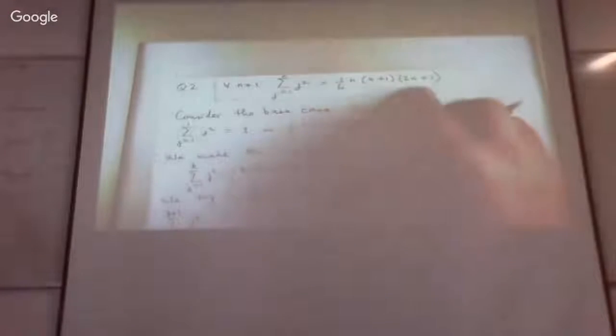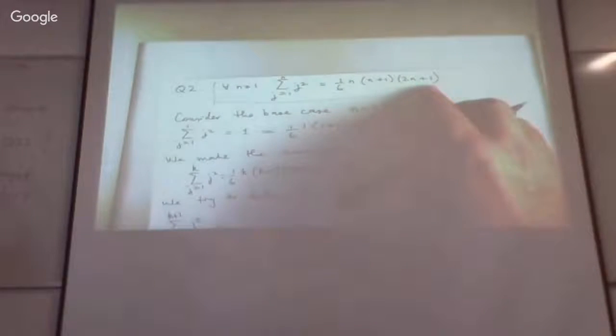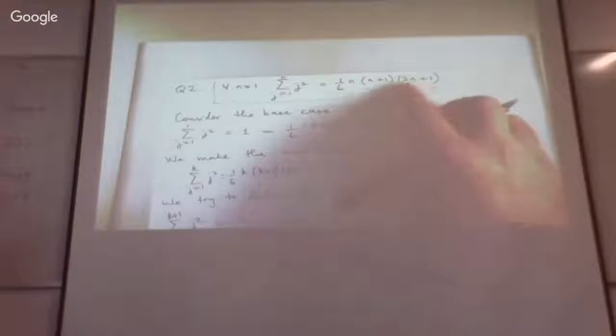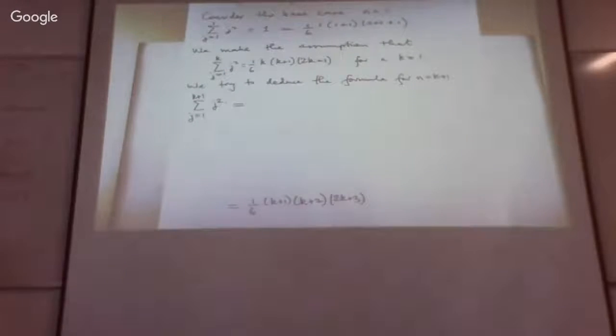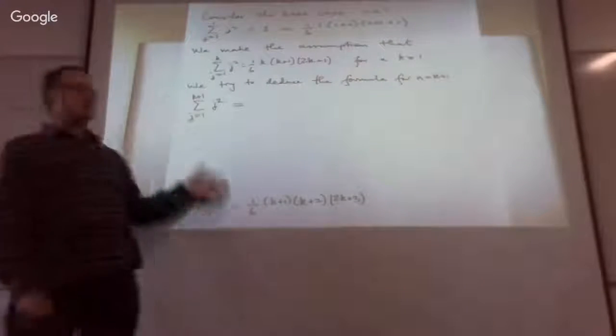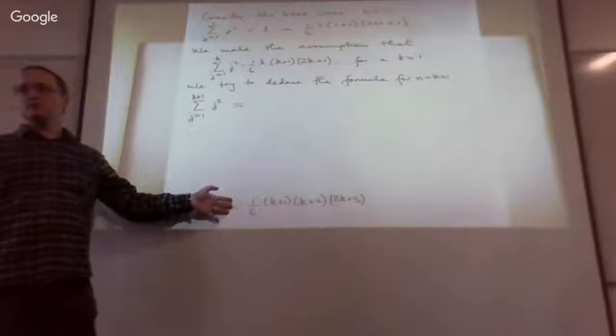So this quantity here, where n is replaced by k plus 1. So you can see it's 2 times k plus 1. 2k plus 2, and then an extra 1, so it's 2k plus 3. Everybody clear that this is the result we want? Yeah.